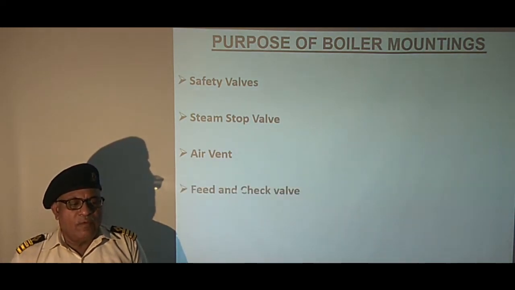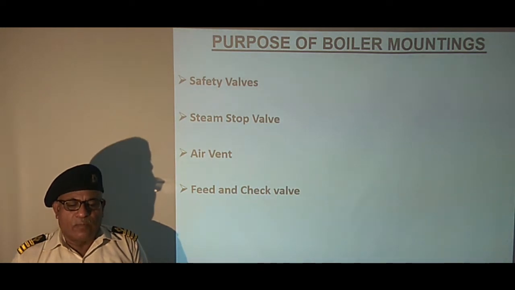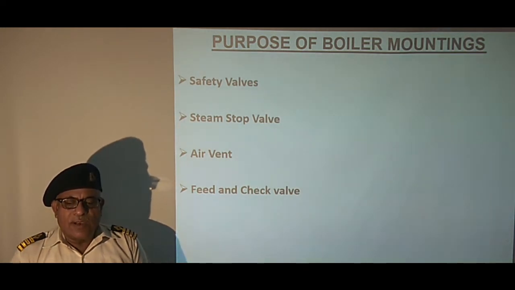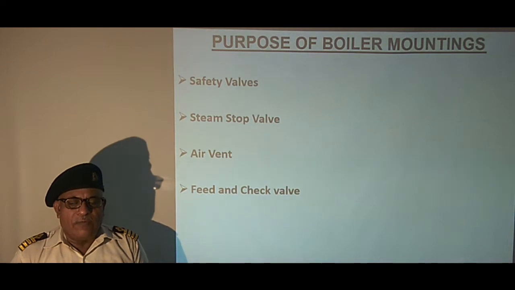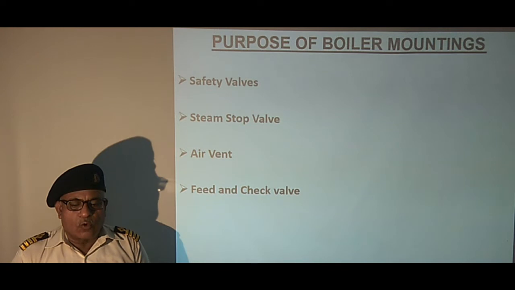Next we have feed and check valve. Feed and check valve is used to supply feed water to the boiler drum or steam space. Each boiler is equipped with two sets of feed and check valves called main line with control valve and auxiliary line for use in emergency. Purpose of the check valve is to prevent backflow of water if line ruptures.